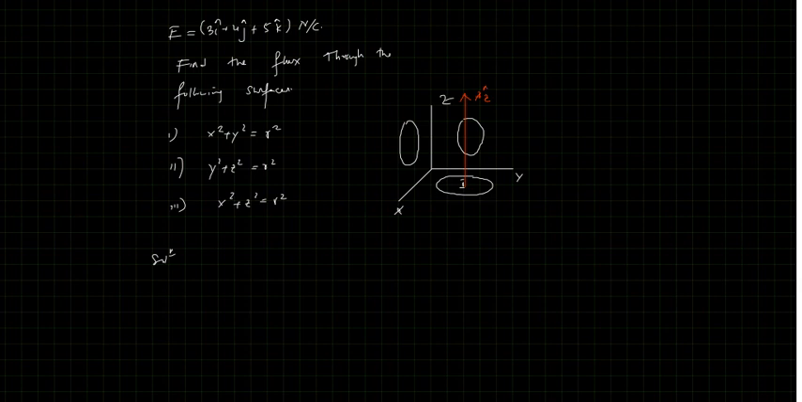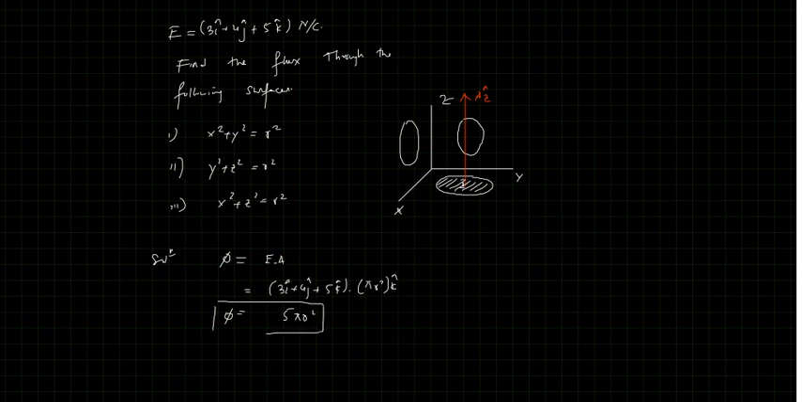And the electric field is 3i cap plus 4j cap plus 5k cap. No problem, we can easily do this by scalar product. Phi is equal to E vector dot A vector. E is 3i plus 4j plus 5k cap, and the magnitude of the area is pi r square, so pi r square into k cap. If I multiply, I get the answer 5 pi r square. This is the flux for the first surface.